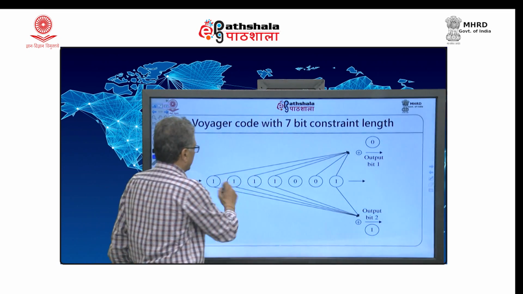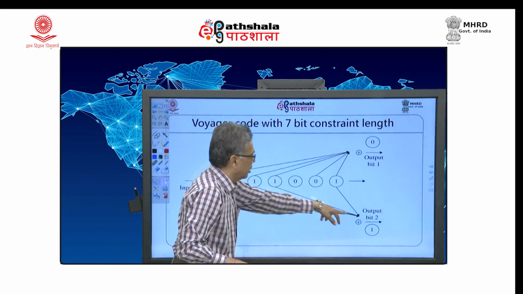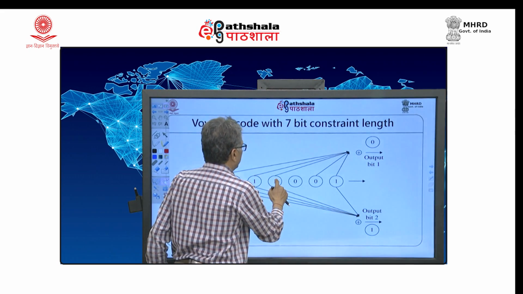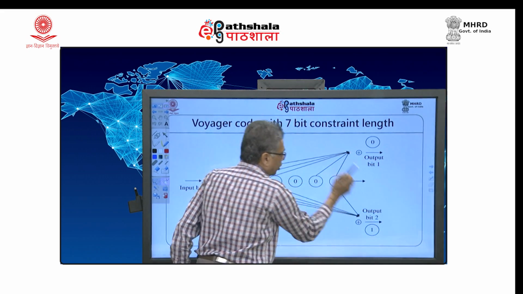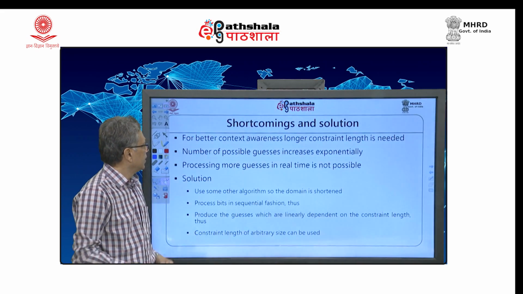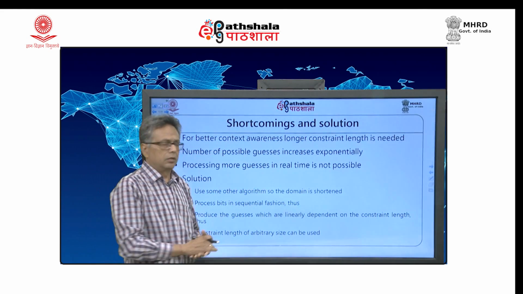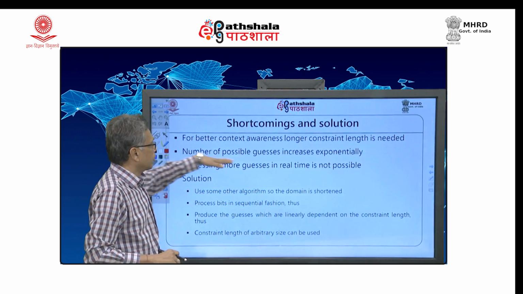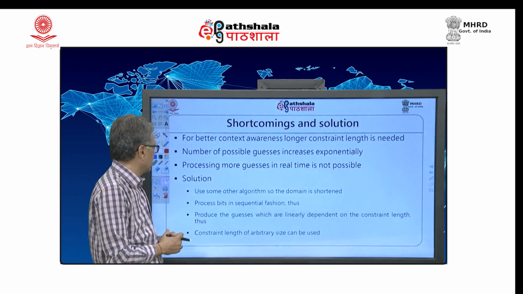So, there is an input bit, and you can see that not all bits are XORed. Okay. Some bits are getting XORed here, 1, 2, 4, these 4 bits are XORed, and here 1, 3, 4, 5 and 6 bits are getting XORed. So, whatever value results, this is called output bit 1, and output bit 2. So, for one input bit you get 2 output bits. Okay. For better context awareness, you need a longer constraint length, the internal state. Okay. The number of possible guesses increases exponentially if you increase that context length.